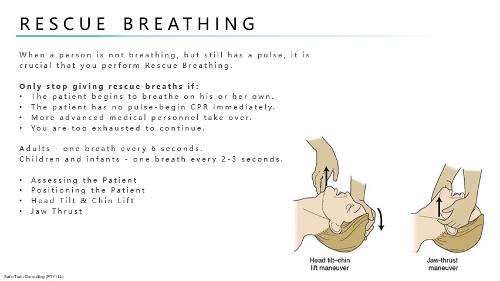You must exercise great care in turning him over, as he might have broken bones or other injuries. For example, spinal injuries. Head tilt and chin lift. Place one hand on the forehead of the patient, and 2 fingers of the other hand under the chin. Tilt the head backwards, and lift the chin at the same time, thus opening the airway.